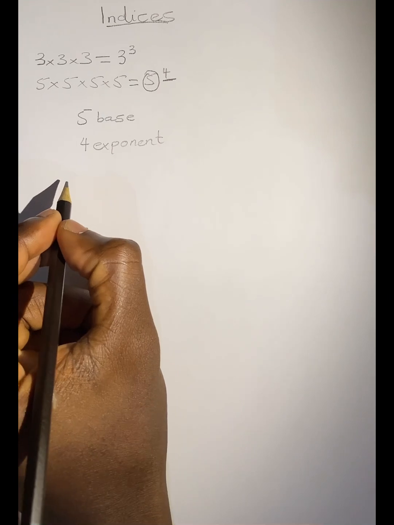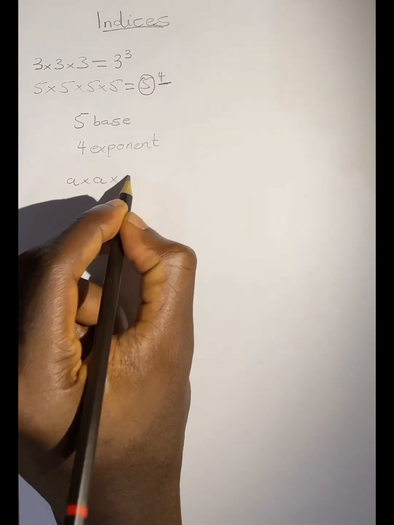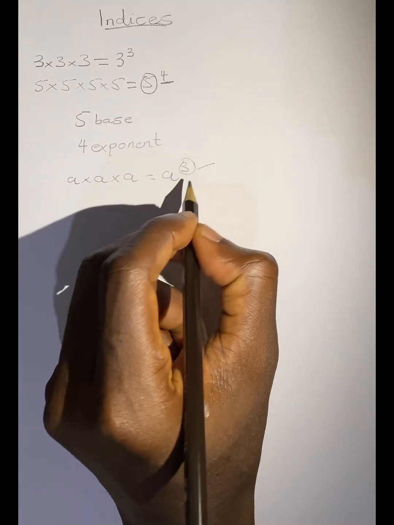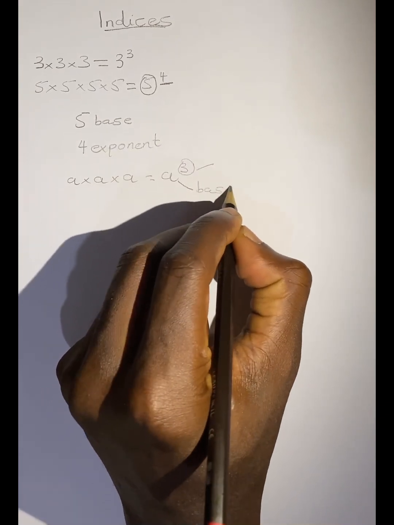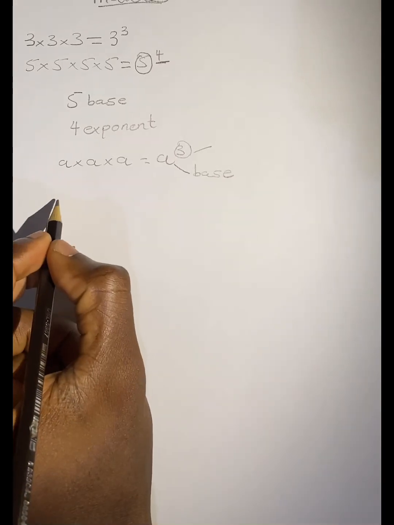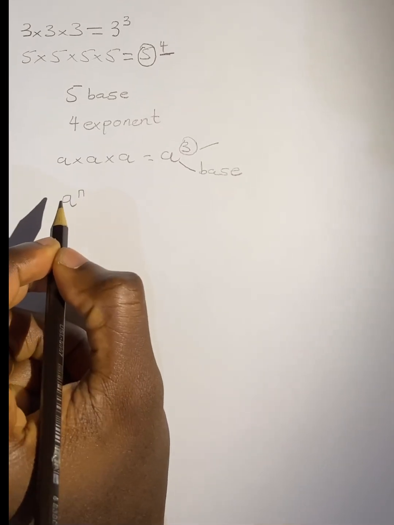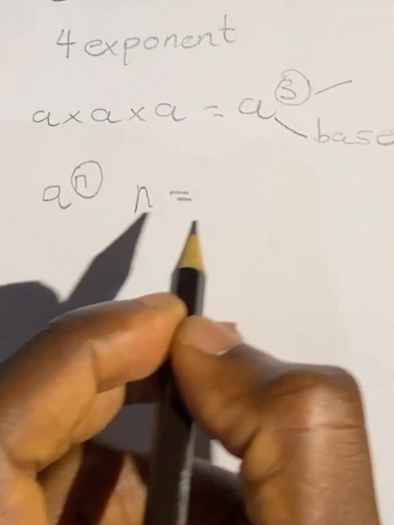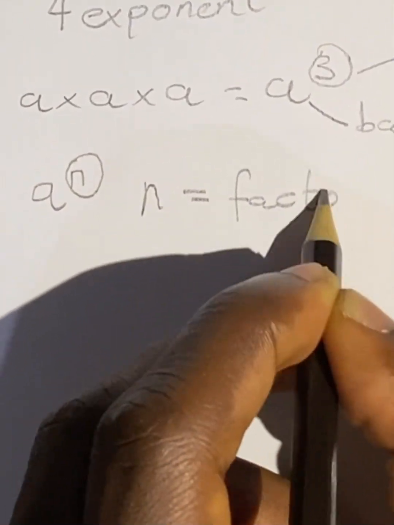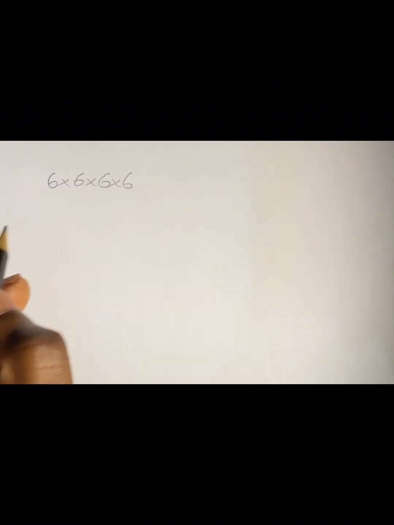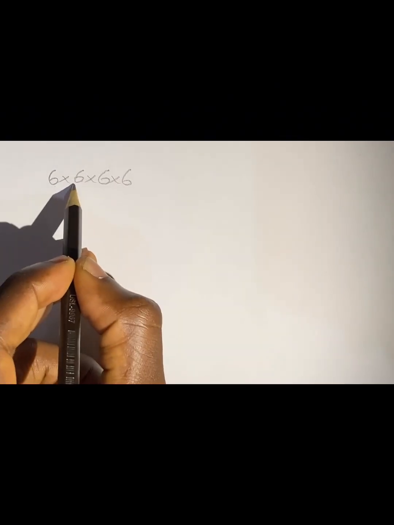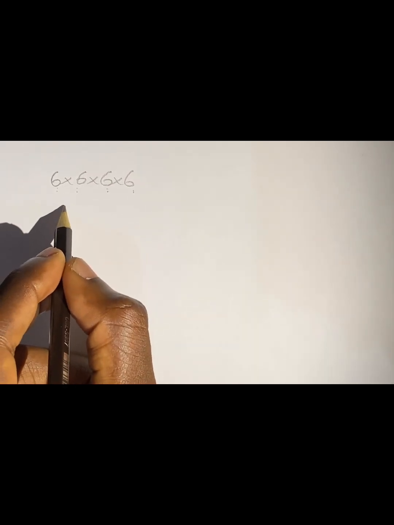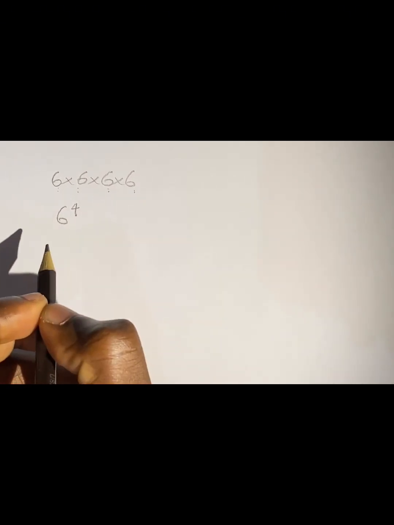So algebraically, we can say that A times A times A would give us A raised to the power 3, where 3 here becomes our exponent, and then A is our what? Our base. So in general form, indices is represented by A raised to the power n, or A exponent n, where n here becomes our factors. So the factors of A is n. So expressing this as a power, we have 4 factors over here, 4 different 6s that are multiplying each other. So since they are 4, we just write 6 and then raise it to the power 4. That is how simple it is.